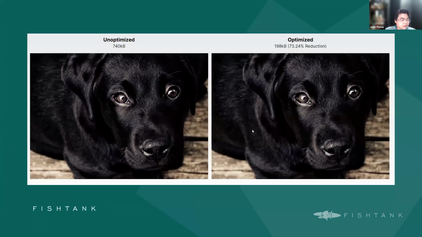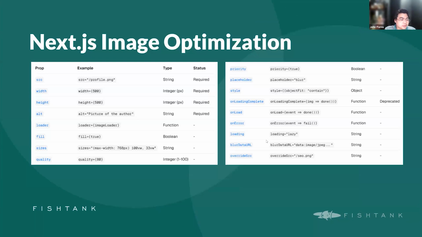Here's a screenshot of what I shared a while ago, just in case. And I also have a quick screenshot of the different props that you can actually add into the component. So we have four required fields: the width, the height, the source, and the alternate text. There are more things you can pass onto the component.